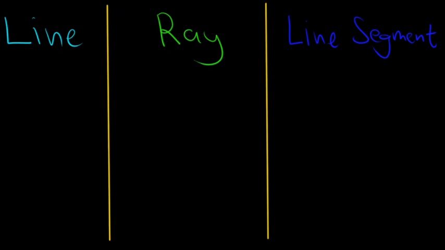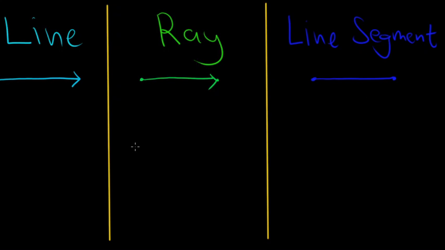Let me just draw an image for each of them. Let me draw a line, a ray, and a line segment. Let me try the same color for ray. And for a line segment, now all of them are basically series of points. So this is a point here, from here all the way from here to there. Same with a ray and a line segment.